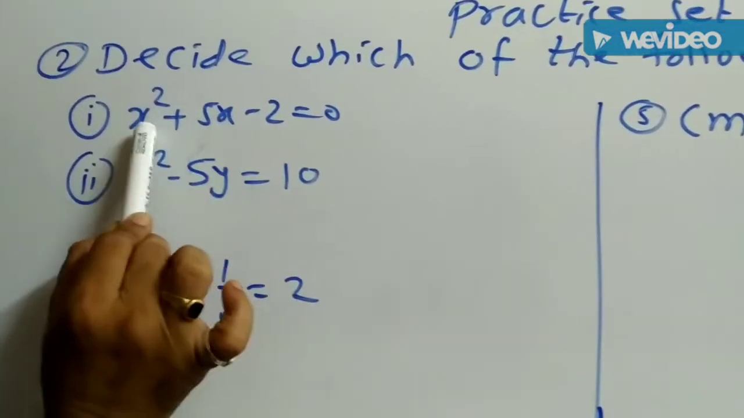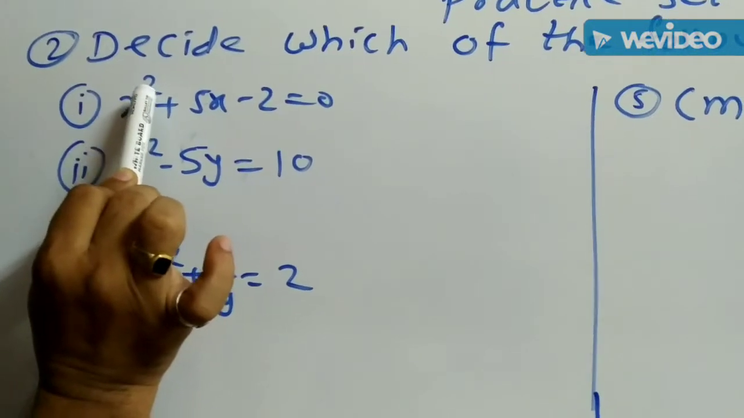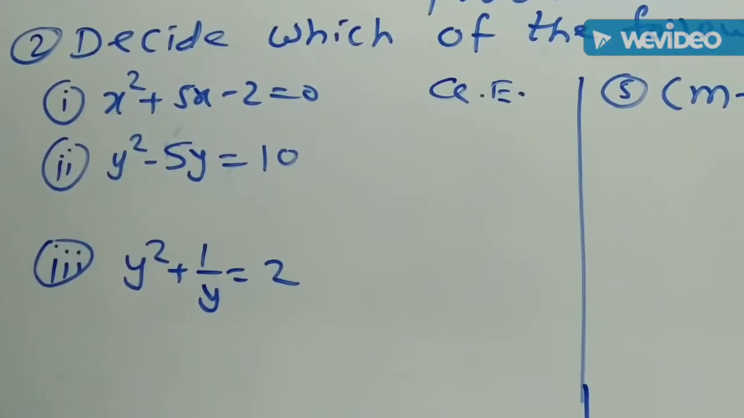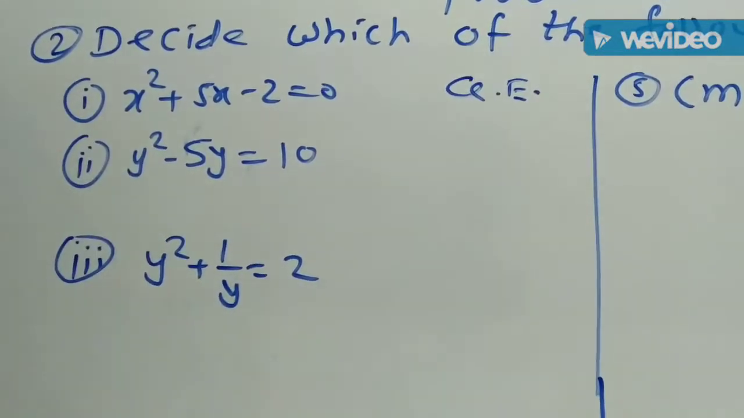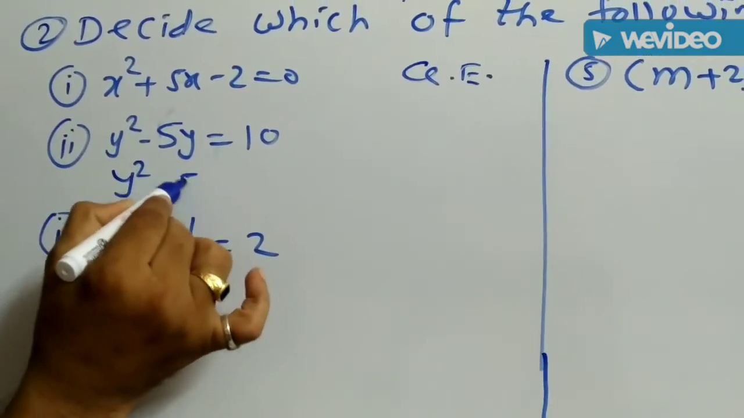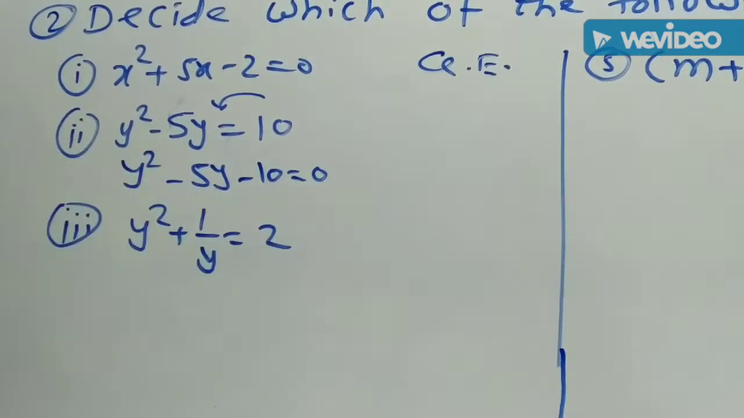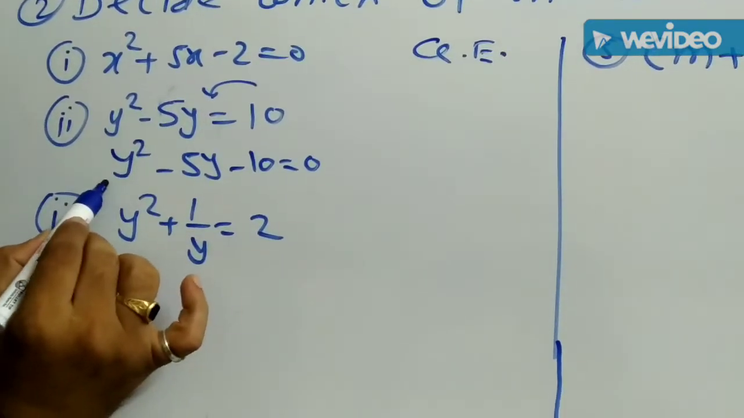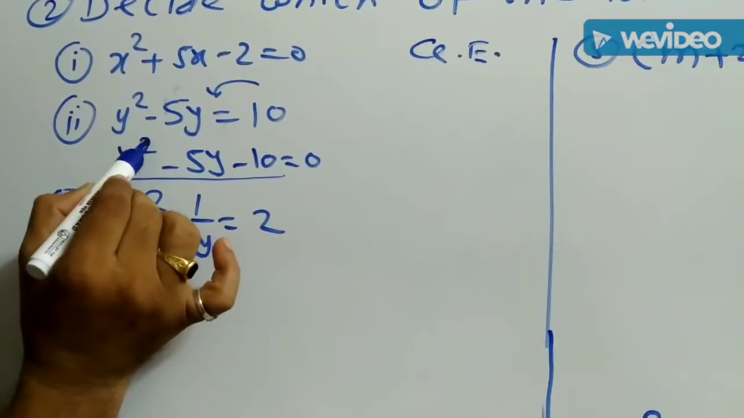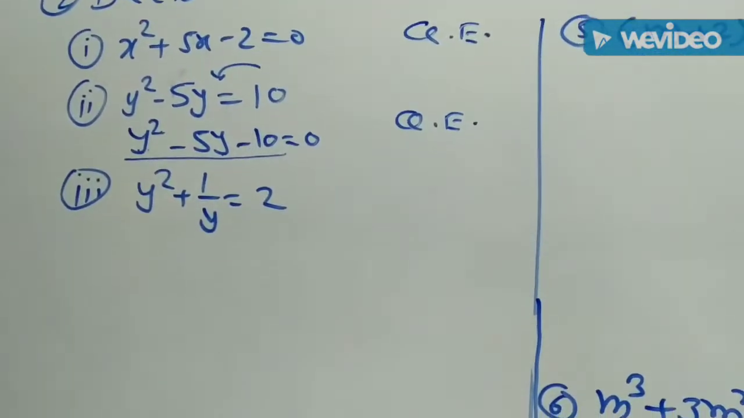First, x square plus 5x minus 2 is equal to 0. This is a polynomial with one variable x and the maximum degree is 2, and therefore it is a quadratic equation. Second, y square minus 5y is equal to 10. Firstly, we write this in standard form: y square minus 5y minus 10 is equal to 0. Again, this is a polynomial with one variable y. Its degree is 2, and therefore this is also a quadratic equation.